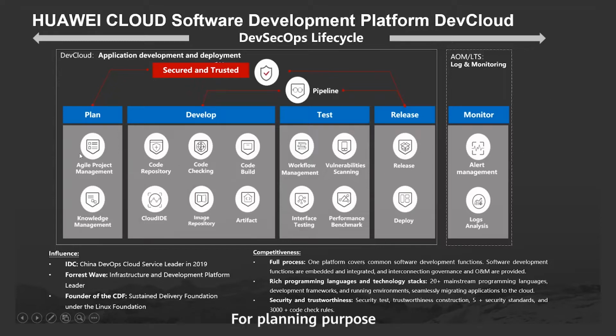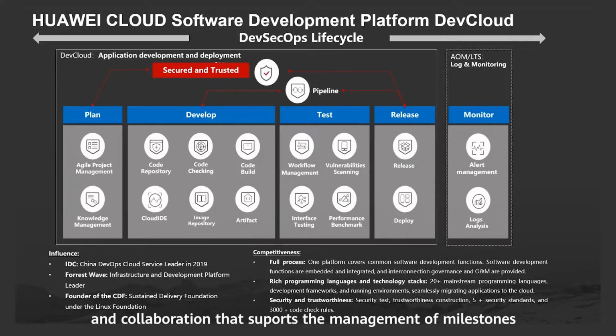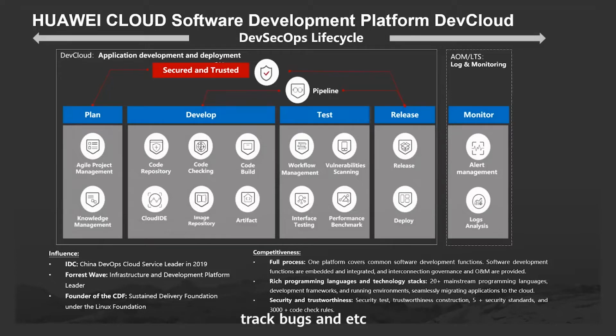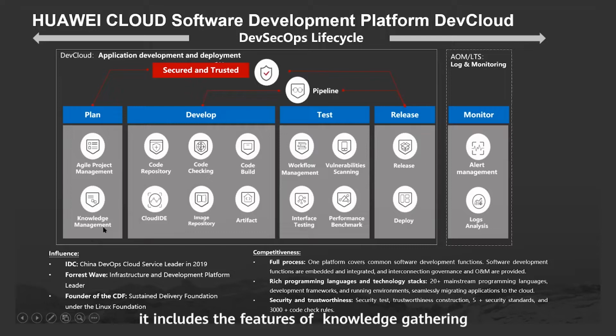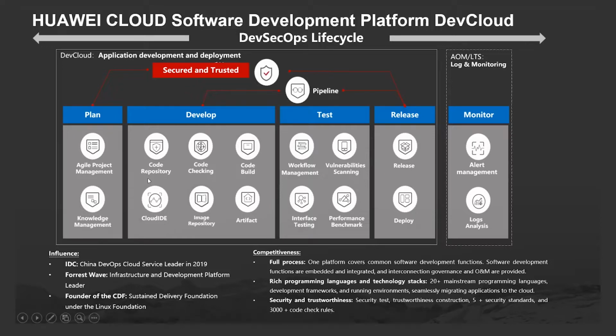For planning purpose, DevCloud has ProjectMan to provide agile project management and collaboration that supports the management of milestones, tracking bugs, and etc. For knowledge management, it includes the features of knowledge gathering, knowledge structure, knowledge creation, teamwork, knowledge retrieval, and knowledge sharing and resources.